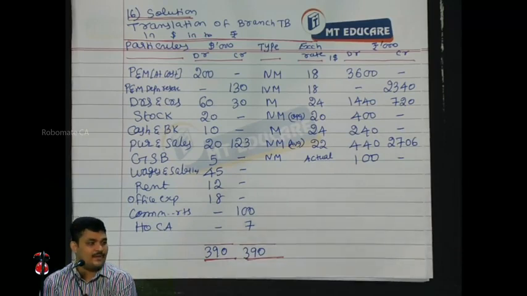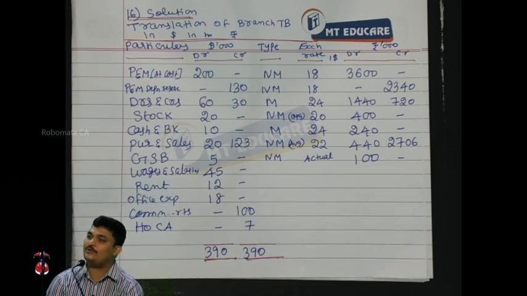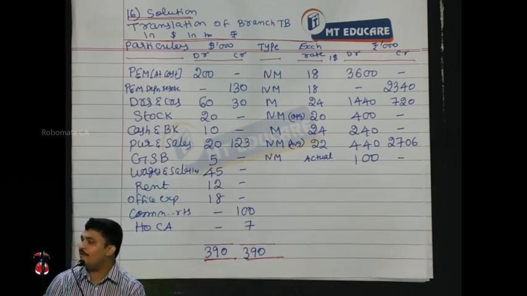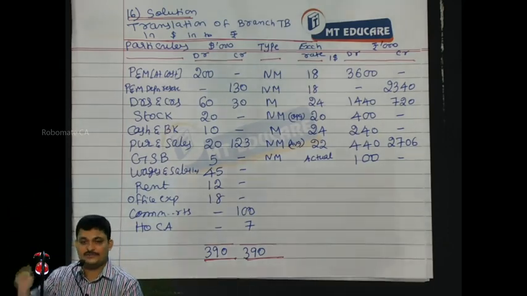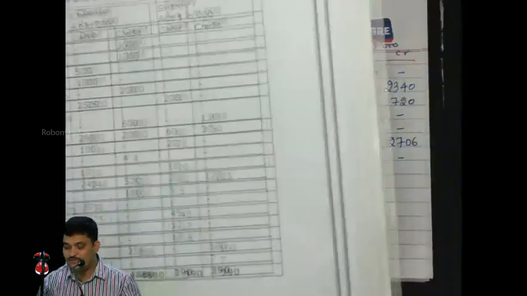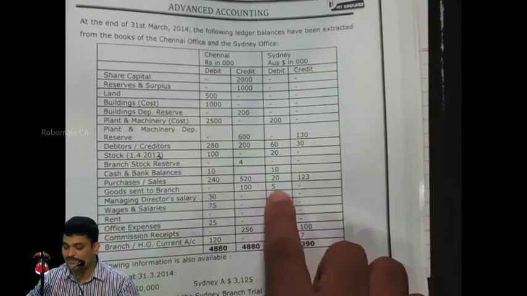Friends, the goods sent to the branch means who sent, my dear friends? Head office. So head office will record in their books. Please respond. On the same date, head office will record in their books also the same quantity. So in that case, in head office books, you can say the equivalent value in rupees. If you see this actual from the head office books, in fact you can note that also as actual from head office books. So this is 5.